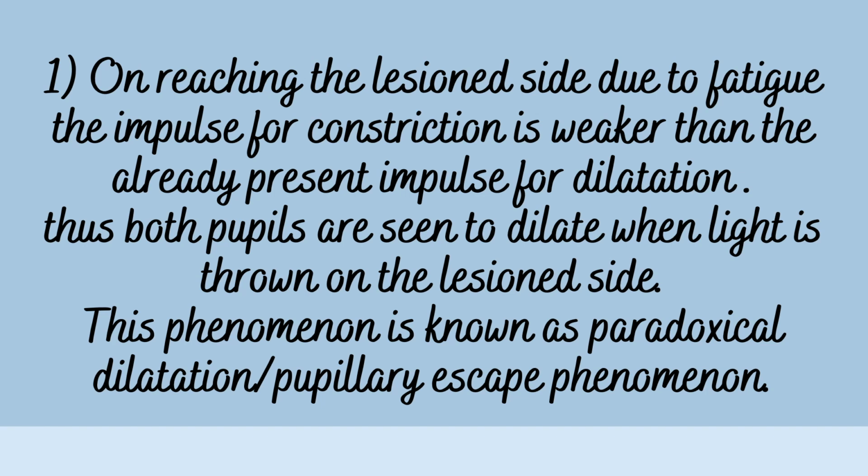You understood what happened? In a swinging flashlight pattern, when you put light on the left side, both pupils constrict. Now you slowly take it away and it is between the two pupils, in front of the nose. Now the impulse is for dilatation, as both pupils are in dark, so both pupils will begin to dilate. Now if you slowly move it towards the right side, which is the lesion side, the nerve is fatigued, so the impulse for constriction because of this pen torch is weaker than the previous impulse for dilatation. So both pupils will begin to dilate. So the pupil has escaped. This is called pupillary escape phenomenon or paradoxical dilatation.